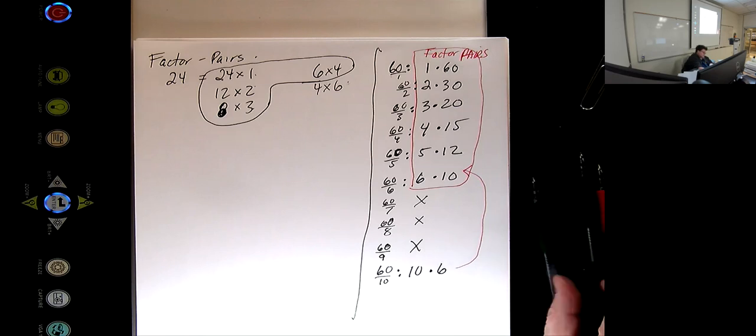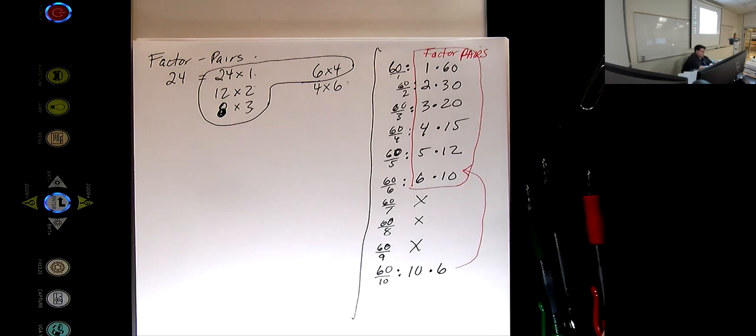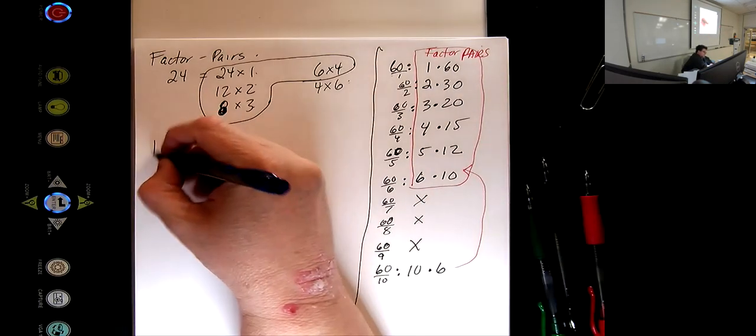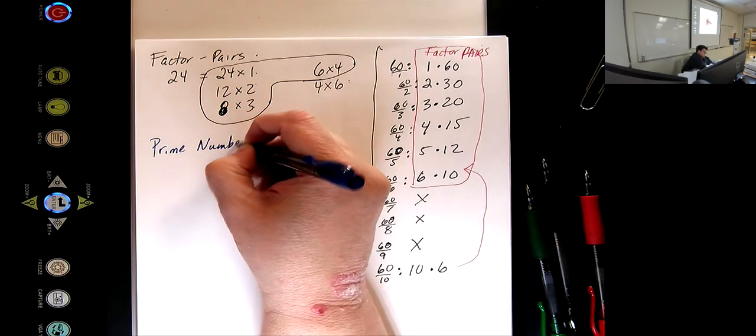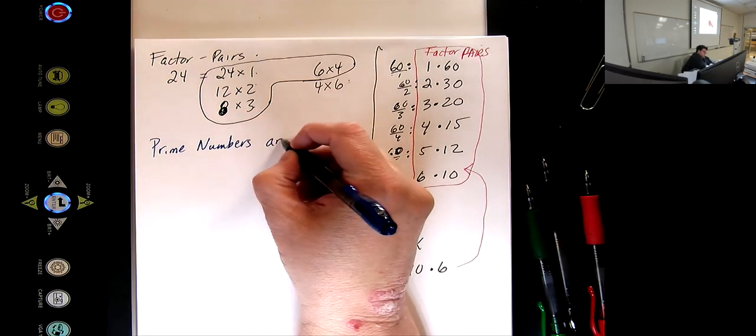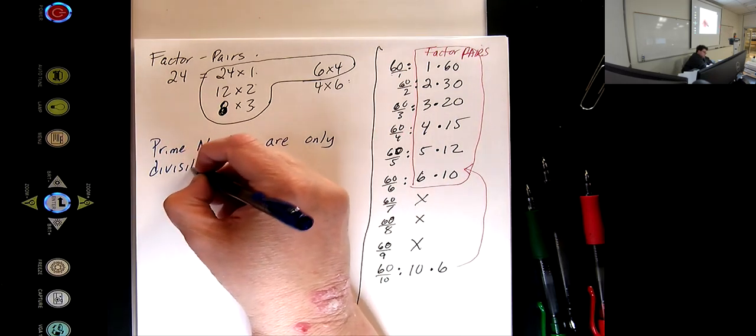Another spot where this is useful is in finding the prime factorization. So maybe I need to talk about prime numbers. Prime numbers are only divisible by themselves and 1.